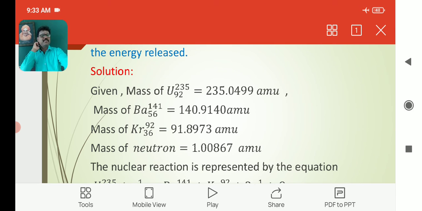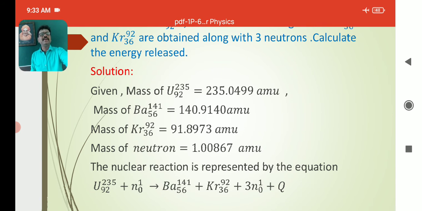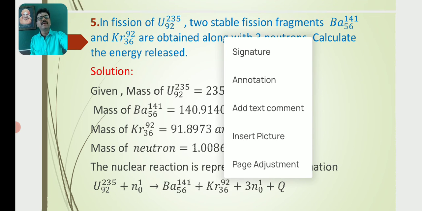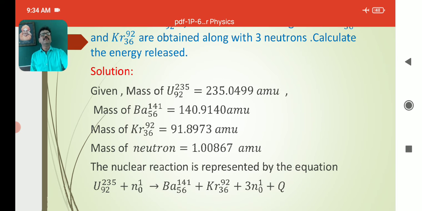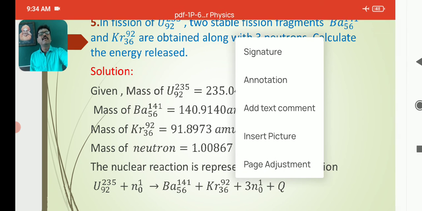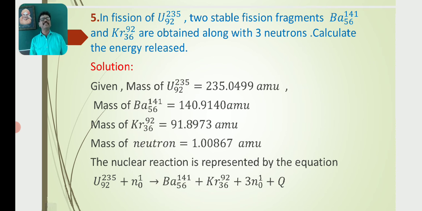So then the next problem, the fifth one. In the fission of uranium 235-92, two stable fission fragments, barium 56-141 and krypton 36-92, are obtained along with 3 neutrons. Calculate the amount of energy released.